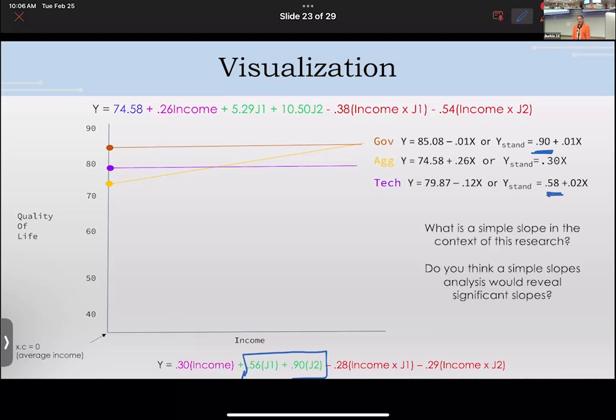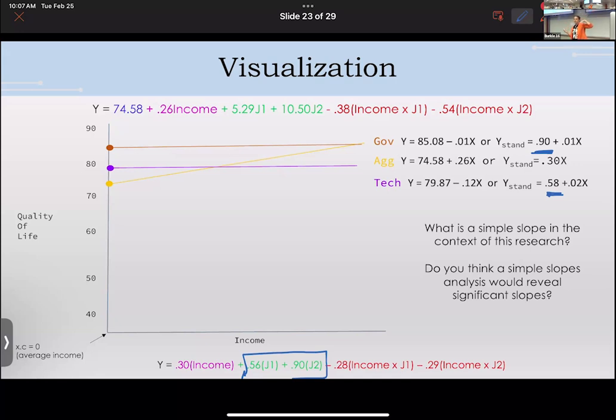So here's a question. What's a simple slope in the context of this research? Let's start with that question. What is a simple slope? What's a simple slope here? First of all, how many do we have? 3 simple slopes. What is one of the simple slopes? The relationship, say it loud, between income and quality of life for agriculture.